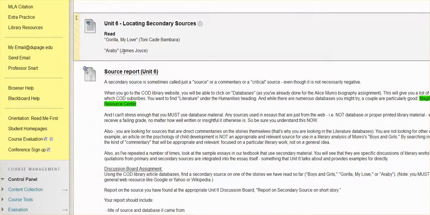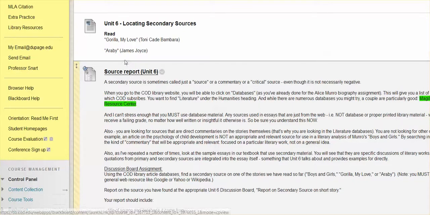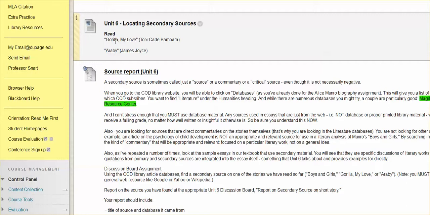Not just a big biographical thing about Joyce, or, since this story is about, like a number that we've read, child psychology or child development or the maturing process, you can't just find something from a psych journal or your textbook that would talk about the general idea of maturity and development. It's kind of tangentially related, I get that, but it's not a direct discussion of that particular short story. And that's what we're looking for.